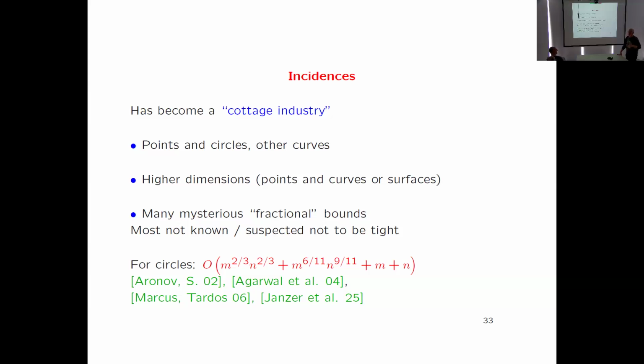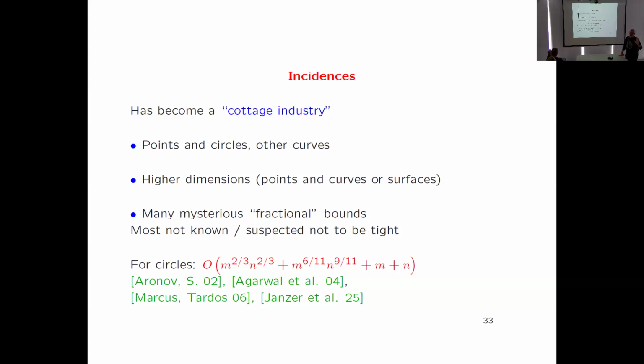And indeed, there are many types of incidences that you can study. For example, you don't need lines. You can ask for incidences between points and circles, points and other curves in the plane. You can go to higher dimensions, points and curves, surfaces. There is an end, but not a small end, to what you can ask. And what you get is all kinds of mysteriously looking fractional bounds like this 2/3, 2/3.